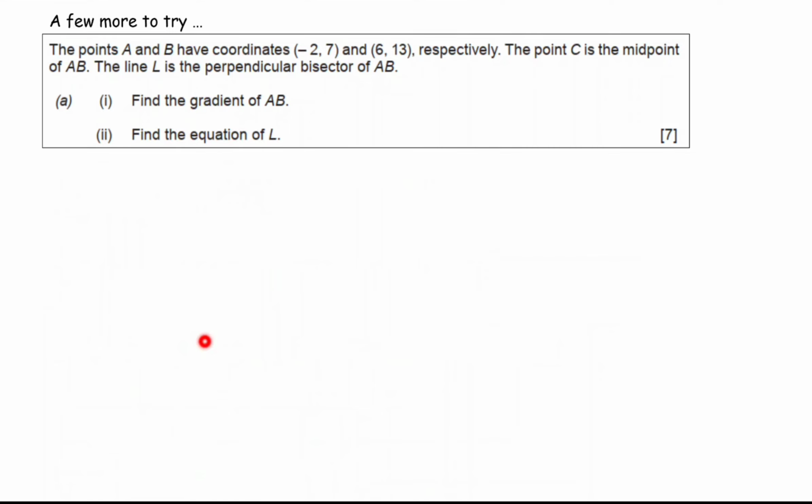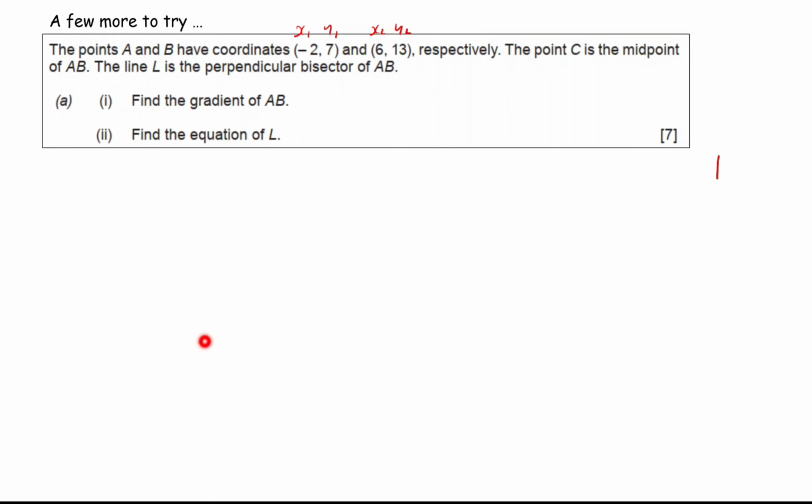Okay, so question 1. Hopefully you've had a chance to try this question. We've got A and B, we've got 2 points. So let's label this x1, y1, x2, and y2. Point C is the midpoint of AB. Okay, and the line L is perpendicular to the perpendicular bisector of AB.